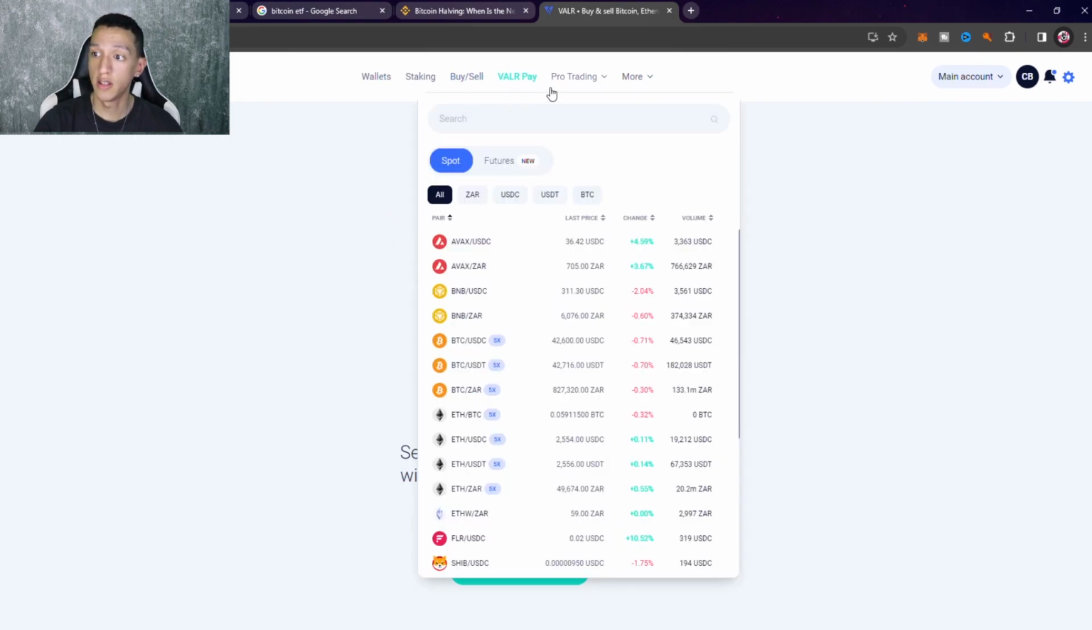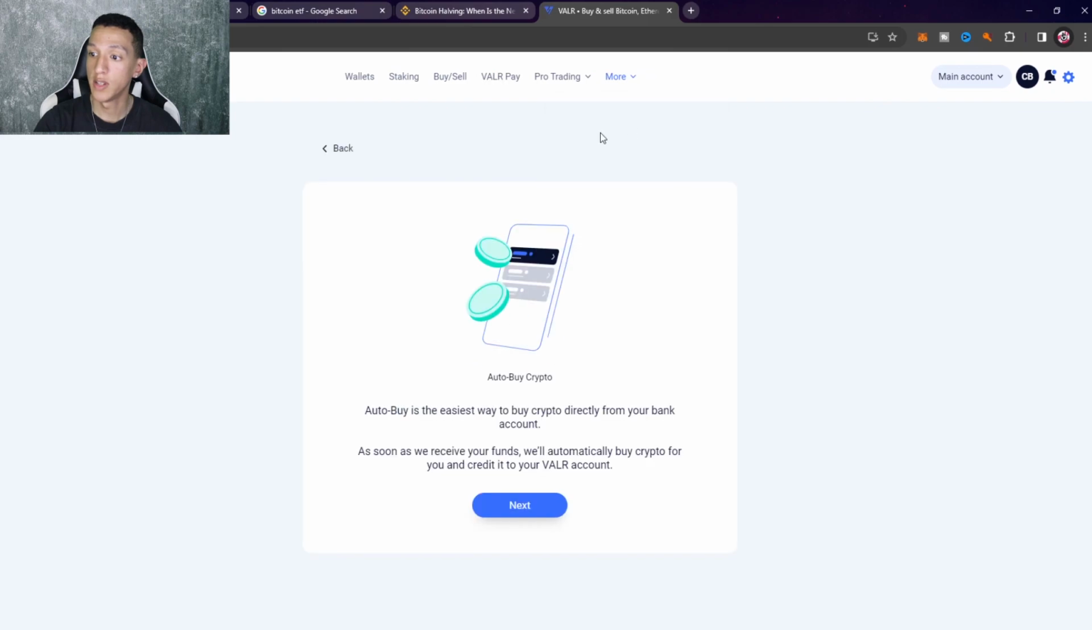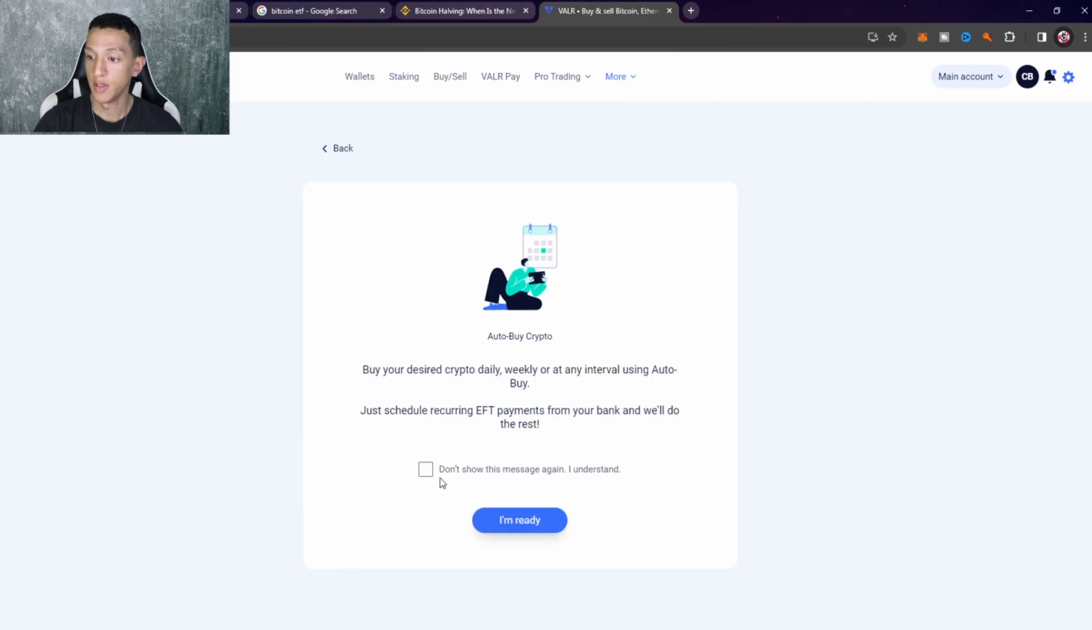So that is just basically VALR Trade. Here we got Pro Trader, where we're going to go off making a limit order in the market, and then we just have more. So here we got auto buy cryptocurrency. This is basically just setting up a recurring buy. For example, if you don't want to constantly log into VALR, you'll just say, for example, you want to buy 500 ZAR of Bitcoin on the 1st of each month. You just do that. So you just click that.